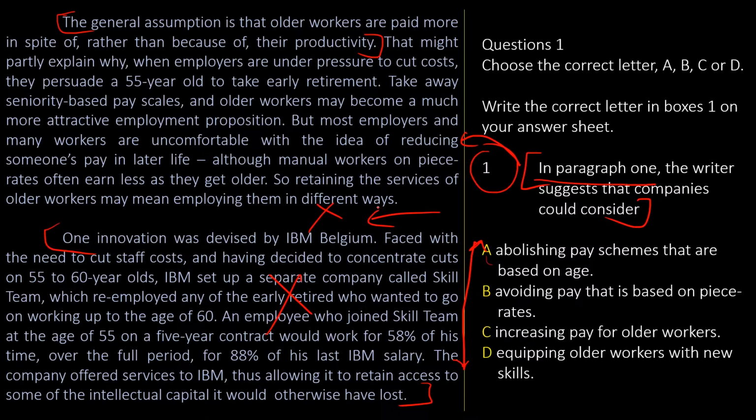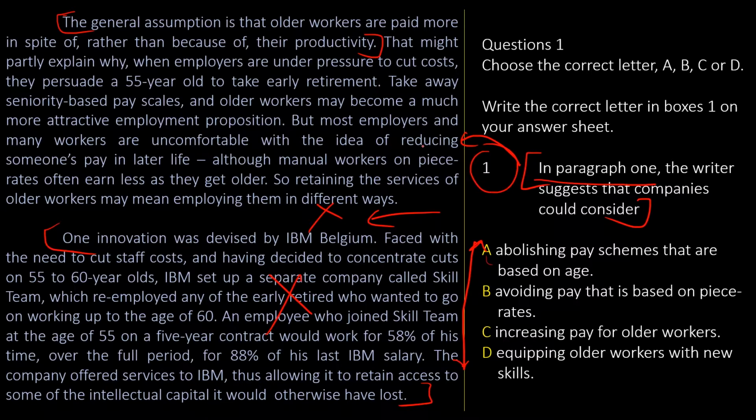Now look here, they're trying to say that if we look at the old people, they are not that productive, and employers could consider that if they remove the seniority, we can't do anything. Removing them could be a good option, or removing the system of paying according to the old age could be a good option. But most employers are not comfortable about that idea of reducing someone's pay, right? So they have to find some other way.